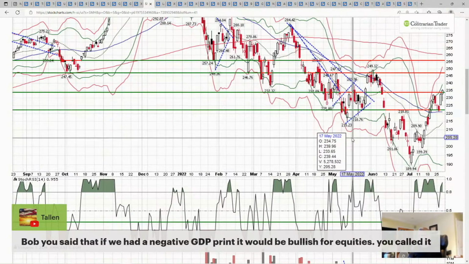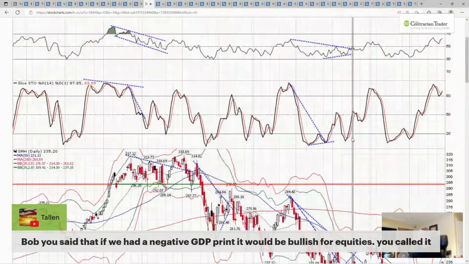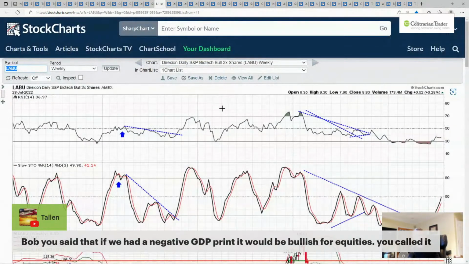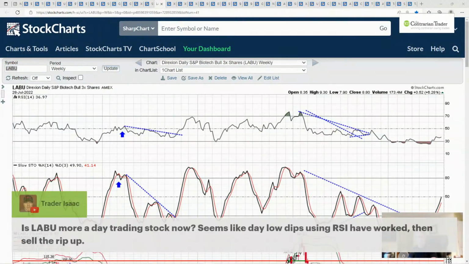SMH broke out today. Good stuff here. Nice chart. Probably moving up higher on the SMH. LABU, I think it was Trader Isaac who put this up. Is LABU more of a trading stock now? Seems like day low dips using RSI have worked, then sell the rip up.